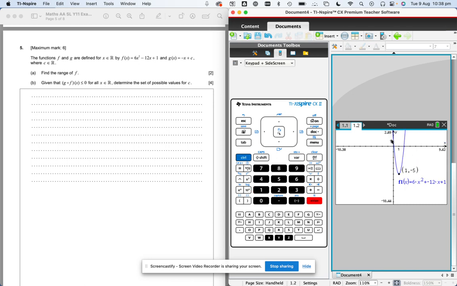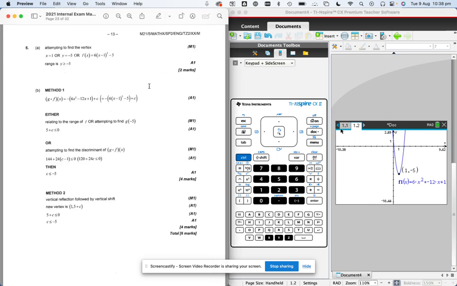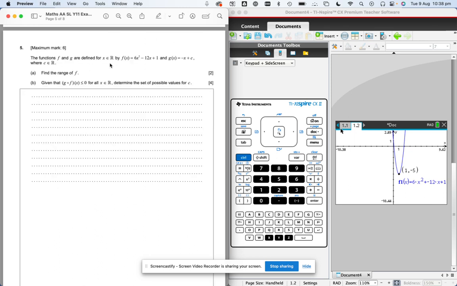Now the turning point is 1 comma minus 5. I did think it looked a bit weird. So there you go. So the range is y greater than or equal to negative 5. You could use interval notation. That would be fine as well.